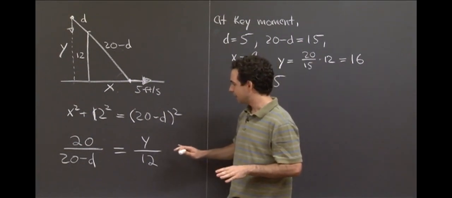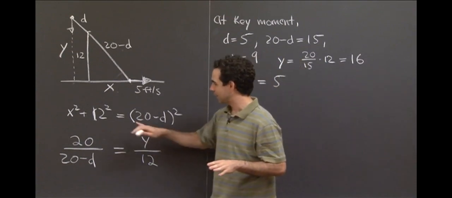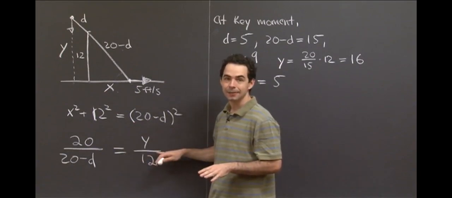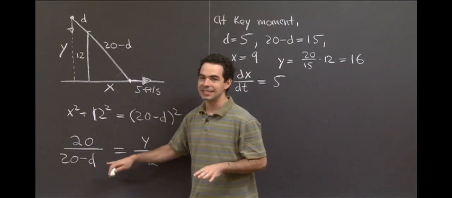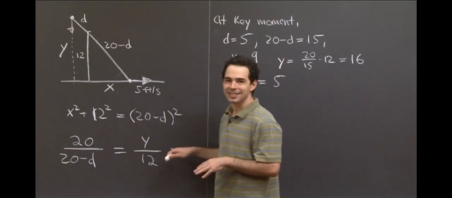All right, good. So now we are after dy/dt at this moment. We know dx/dt, but we don't have a direct relationship between y and x. We do have a direct relationship between y and d. So if we got dd/dt, then we could get dy/dt.